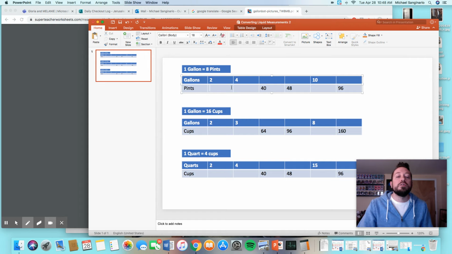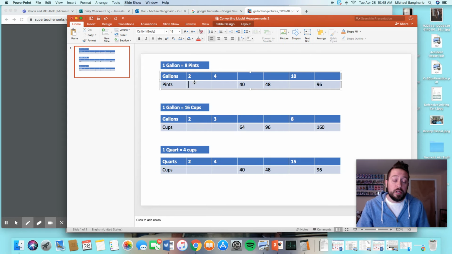So we know that 1 gallon is equal to 8 pints. So we need to put in the answer. And in order to do that, we need to multiply. So we have to do 8 times 2, 8, 16. Done. 16 pints is the answer. This one I'm going to leave blank. You're just going to do 8 times 4. Figure it out.